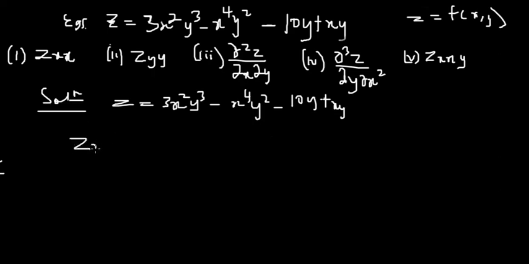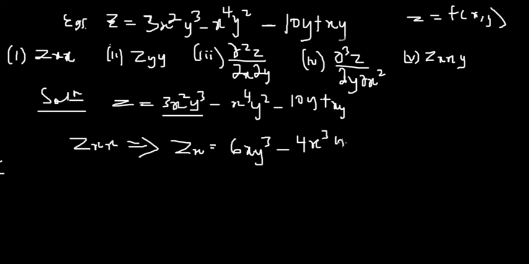Now we are taking z_xx. We are to differentiate z with respect to x 2 times. So let's first take the first derivative, z_x. When you differentiate the whole of this, you end up with 6xy cubed, minus, when you differentiate this, 4x cubed y squared. The 10y doesn't have any x attached to it, so it goes to 0, and then for the last term we will be left with y over here.